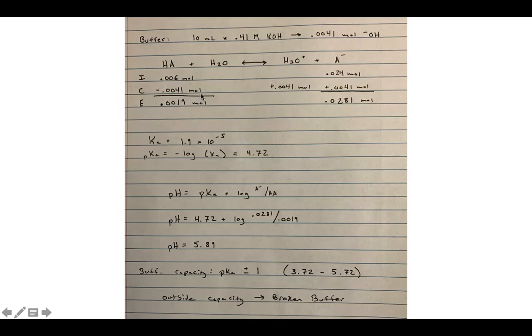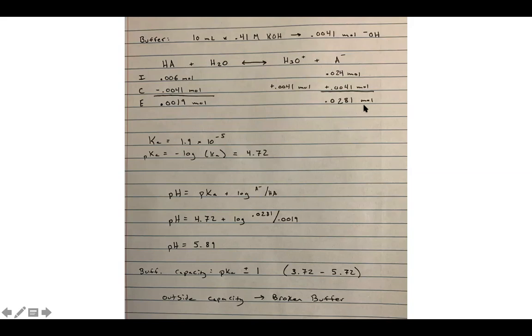If I had this same problem and instead added strong acid, and I had hydronium in my equation, I would have subtracted that value from the hydronium section. Again, I subtract that value from reactants, add it to products, and now I have a new equilibrium amount of weak acid and conjugate base. At equilibrium, I should have 0.0019 moles of my weak acid and 0.0281 moles of my conjugate base.